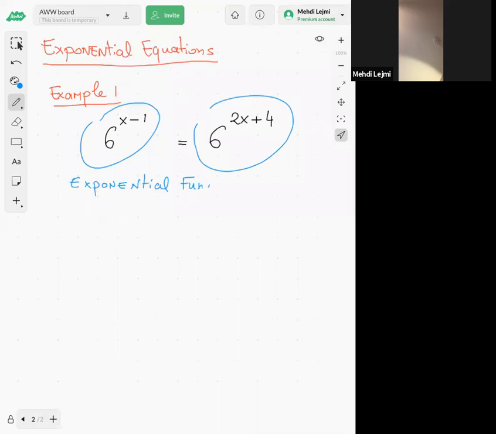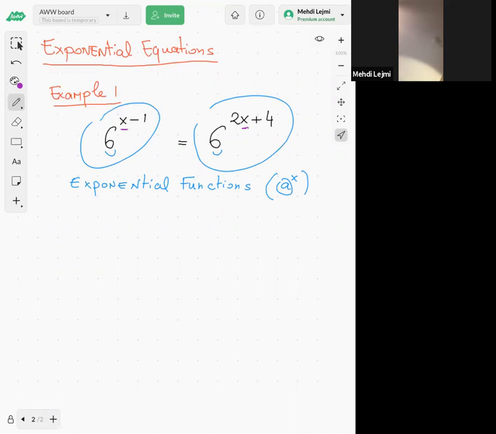These are exponential functions because of the form a to the power x. You have a constant, and here the constant is 6, to some power involving x. There's an x in the power here, and there's an x in here. So both are exponential functions, okay? That's the definition of an exponential function.